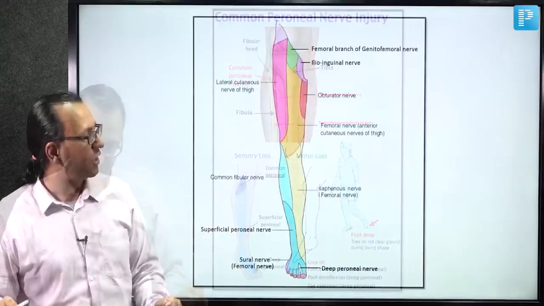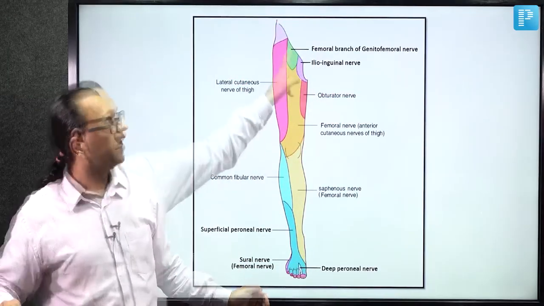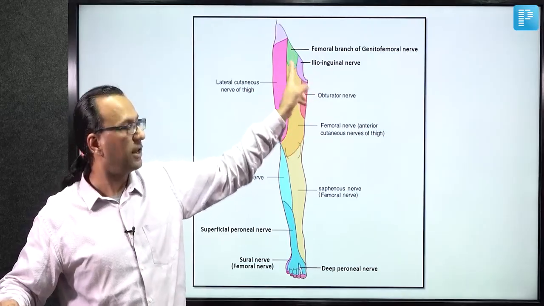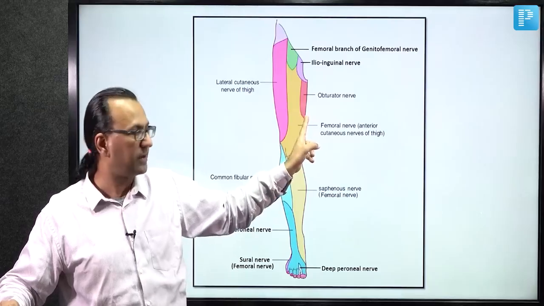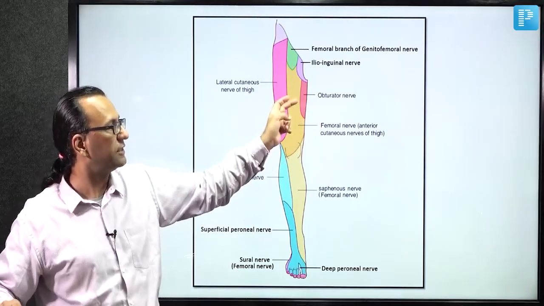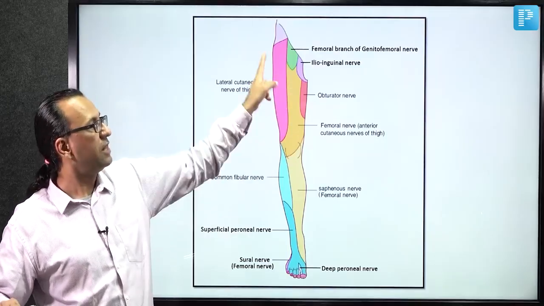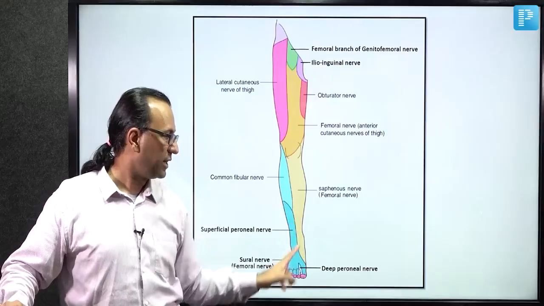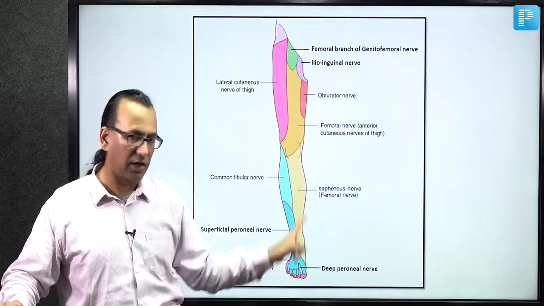As we talk about the cutaneous nerve supply of the lower limb, it is basically the femoral branch of the genitofemoral nerve in the anterior medial thigh along with the ilioinguinal nerve. When it comes to the medial aspect of the thigh, it is the obturator nerve. Otherwise, it is the branches of the femoral nerve, which are the anterior and lateral cutaneous branches of the femoral nerve. If you go still more lateral, then there could be the lateral cutaneous nerve of the thigh. And when it comes to the medial aspect of the leg region, including the medial malleolus, it is the saphenous nerve, a branch of the femoral nerve.